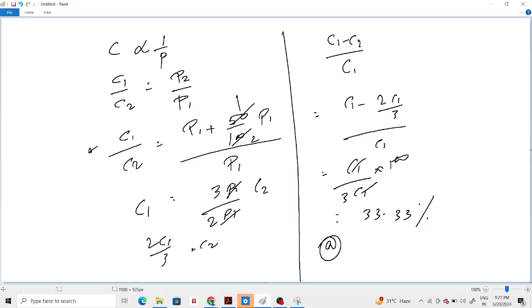You can copy this. So what is this one? C1 minus C2 by C1 is the percentage reduction in consumption.